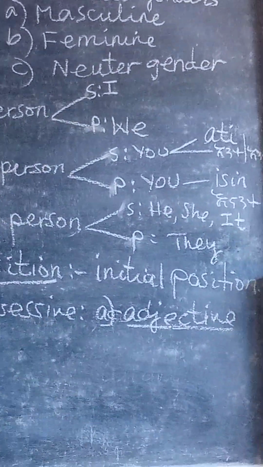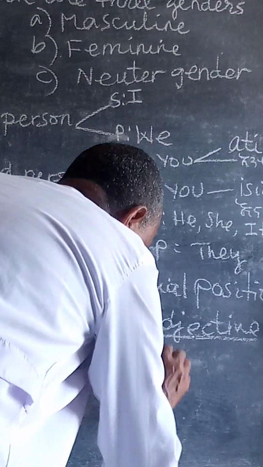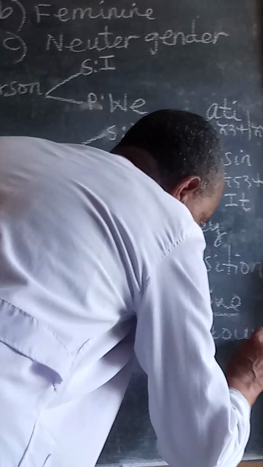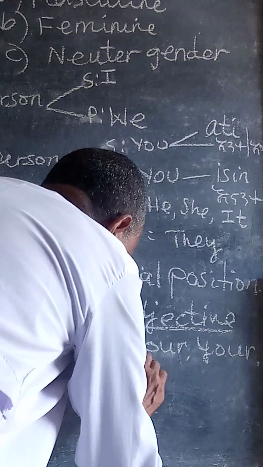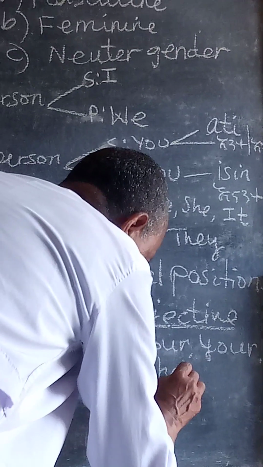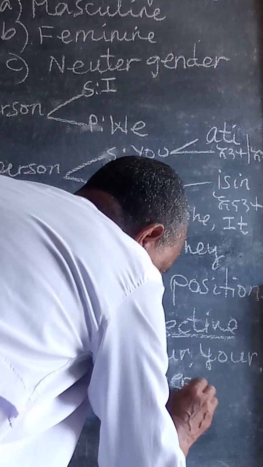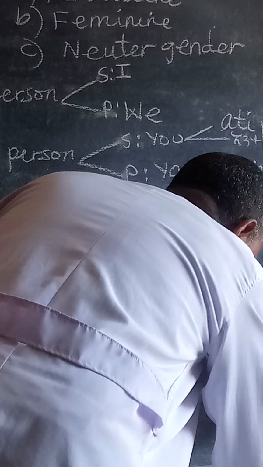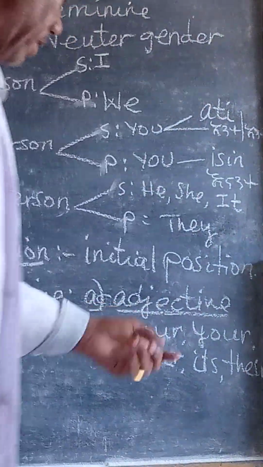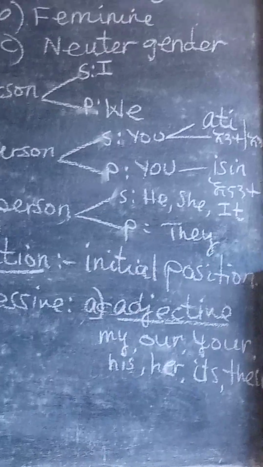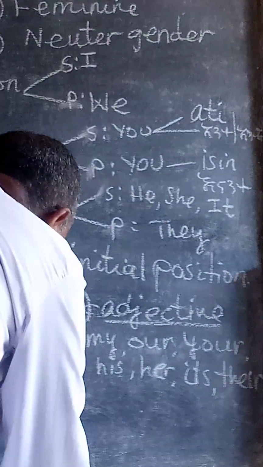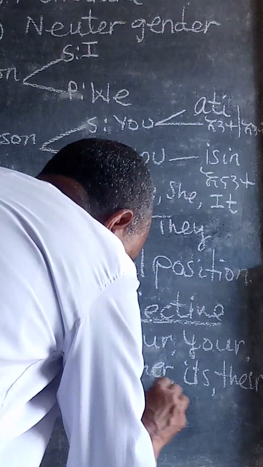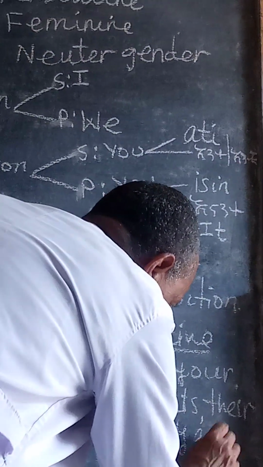Then the possessive adjective forms are the following: my, our, your, his, her, its, and their. These are, again, 7 in number. These are the possessive adjective forms. Remember, they are followed by a noun.